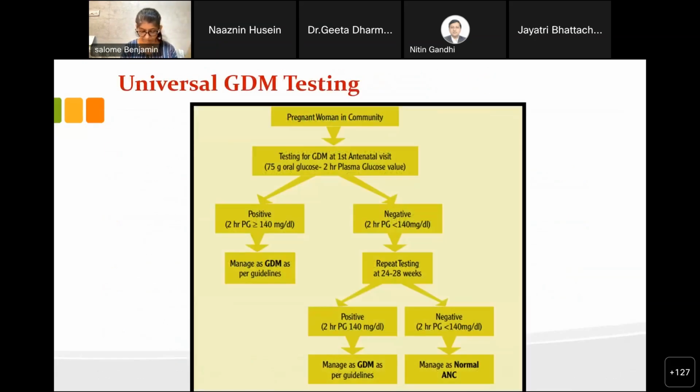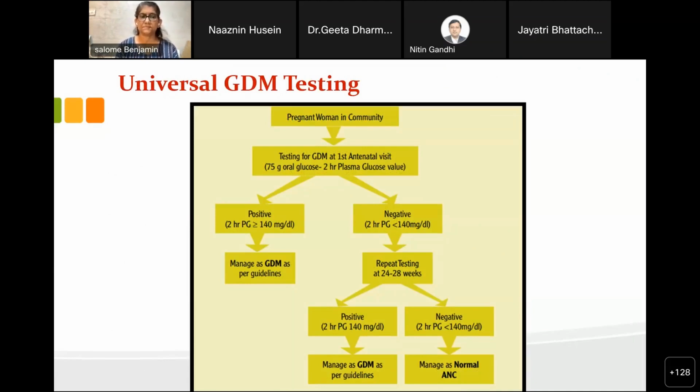Though the patient may not be predisposed to diabetes, GDM testing, as you can see in this slide, is mandatory for all pregnant women in the community. And there are latest papers from Indian authors, Indian doctors, who are saying that testing for GDM at the first antenatal visit should be with a 2-hour plasma glucose, 75 gram oral glucose.